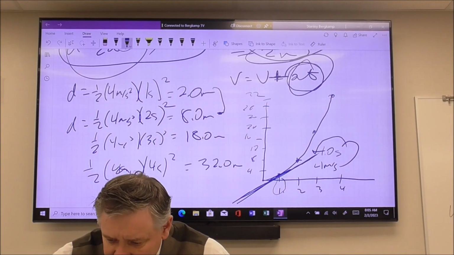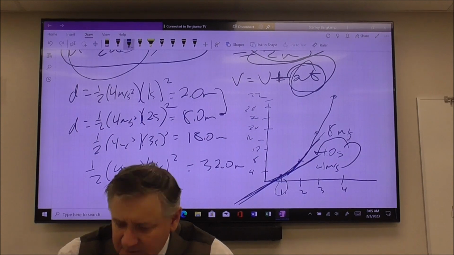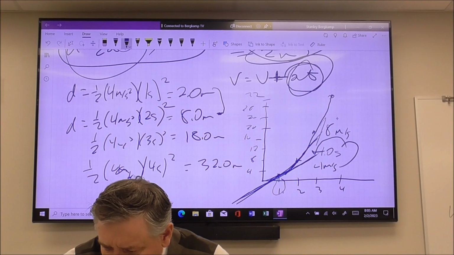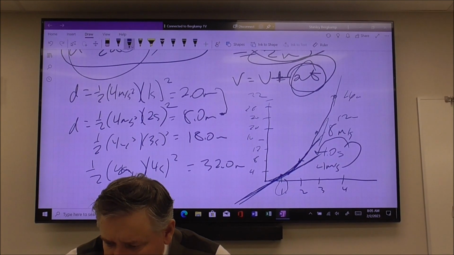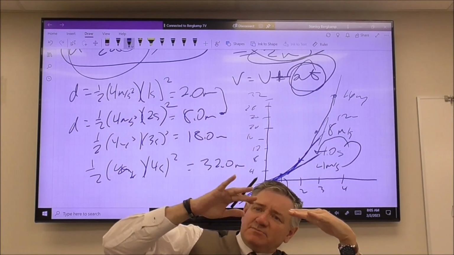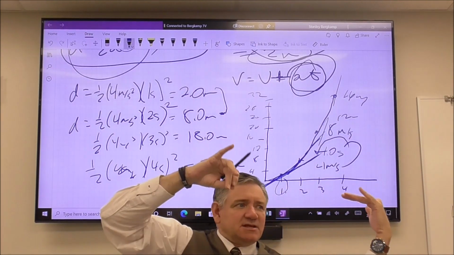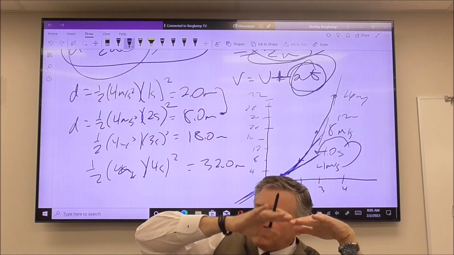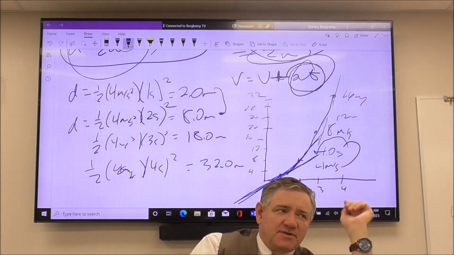If I go to 2 seconds and draw that tangent line, that slope is going to be 8 meters per second. If I go to 3 seconds, that slope is going to be 12 meters per second. If I go to there, that's going to be 16 meters per second. So notice that my tangent lines are becoming steeper and steeper and steeper because my velocity is increasing, so therefore my slope is getting steeper and steeper. That's how everything fits together.